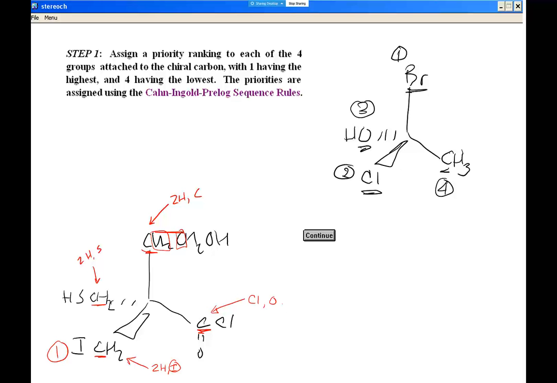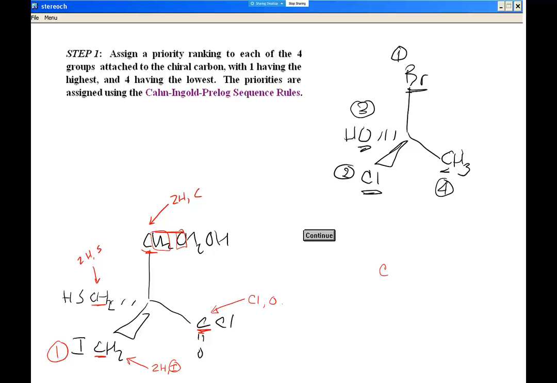So what the Cahn-Ingold-Prelog people said is, well, when you have a multiple bond, you need to create a structure that is totally unreal, but it will now give us four atoms or three atoms attached to that group. So here's how we handle multiple bonds.